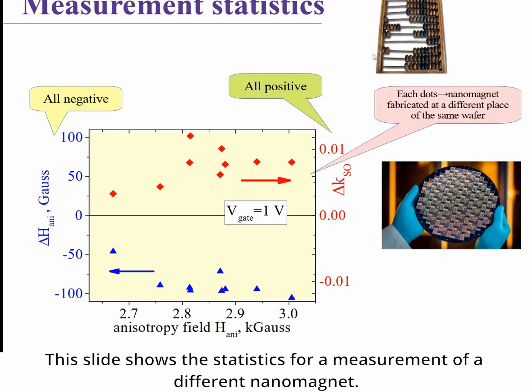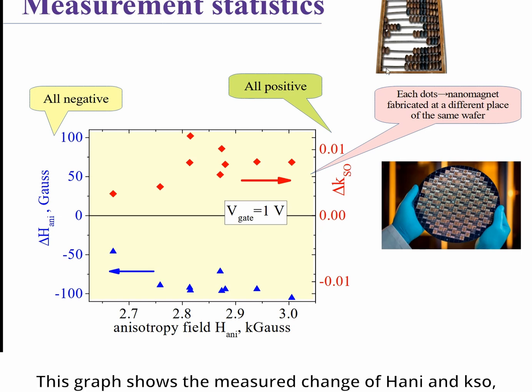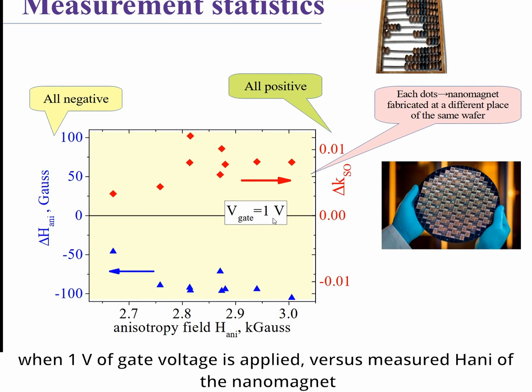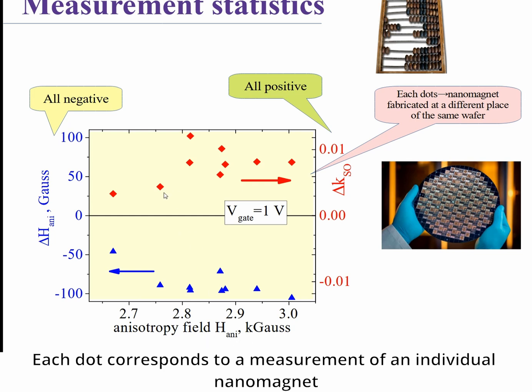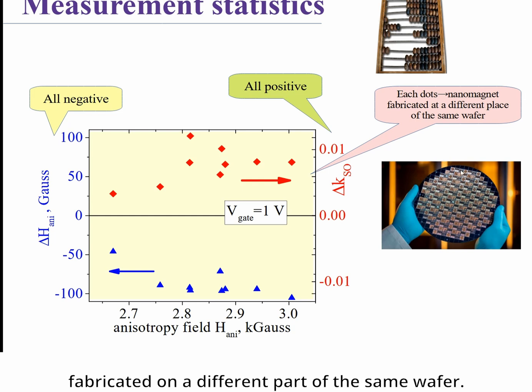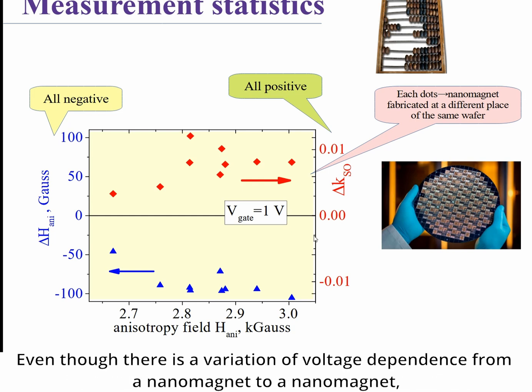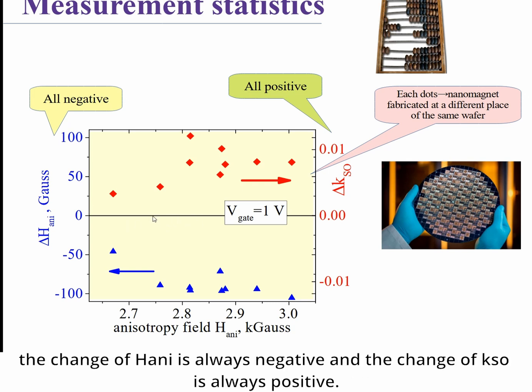This slide shows statistics for a measurement of different nanomagnets. This graph shows a measured change of anisotropy field and coefficient of spin-orbit interaction when 1 volt of gate voltage is applied, versus measured anisotropy field of the nanomagnet. Each dot corresponds to a measurement of an individual nanomagnet fabricated at different parts of the same wafer. Even so, there is a variation of voltage dependence from nanomagnet to nanomagnet. The change of anisotropy field is always negative, and the change of coefficient of spin-orbit interaction is always positive.